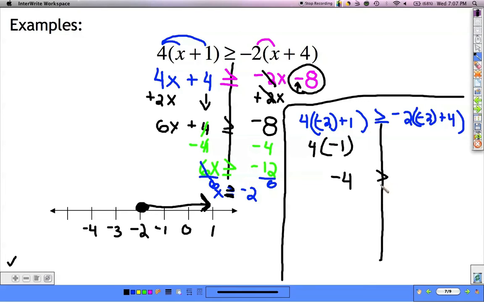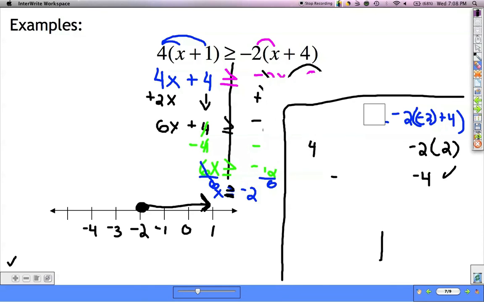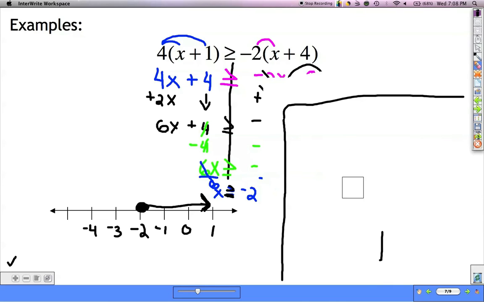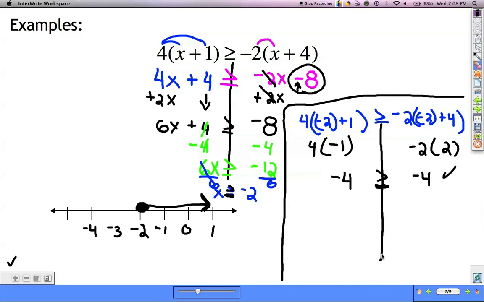I want to see, is that greater than or equal to the right-hand side? So I want to handle the inside of my parentheses first. I have negative 2 plus 4, and that's going to give me a positive 2. So now I have negative 2 times positive 2, which is going to give me negative 4. Now that's not greater than negative 4, but it still works with the or equal to part. So that shows that this is a solution to the inequality. And I guess I will go ahead and move on to our next problem.